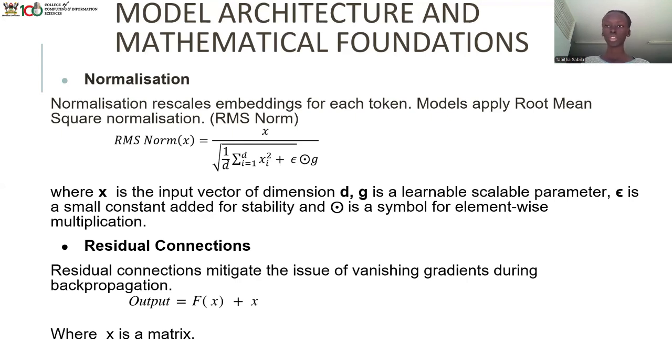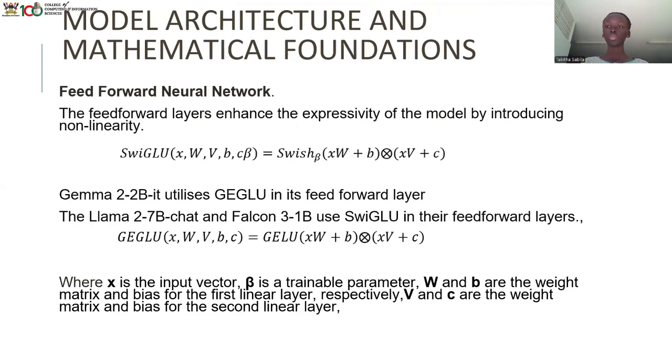This is basically where we add the output to the input, and then that serves as input to the next layer. It also helps us to have different layers stacked on top of each other and have deeper layers in our decoder model. When you look at the feed-forward neural networks, we have SwiGLU and GeGLU. GeGLU is employed by Llama 2 2B IT, while SwiGLU is applied by the Falcon and the Llama models. The use of the feed-forward network is basically to enhance the expressivity of the model. It's supposed to allow the models to capture more complex relationships between tokens.